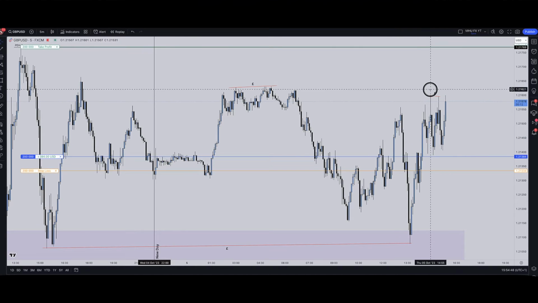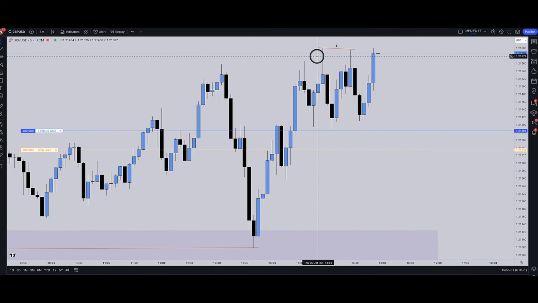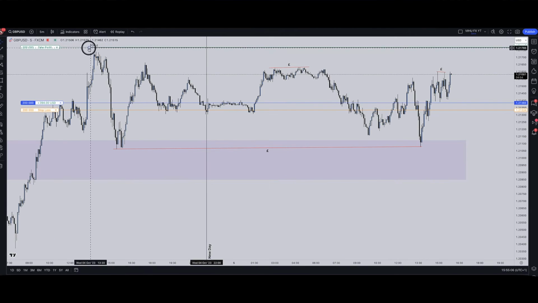We know what the draw on price is. For now, we've not taken out this high yet. So let me zoom in. For now, we've not taken out this high yet, but we will be taking out that high. And like I said, we're going to be looking to close off our trade at this previous day's high.